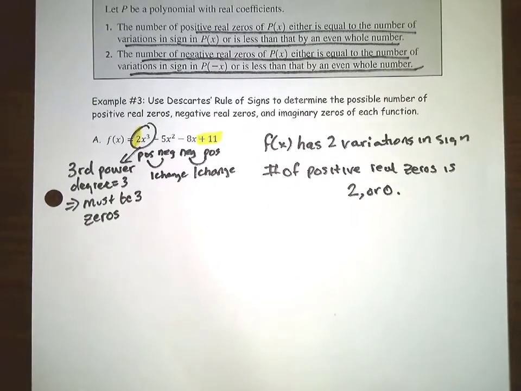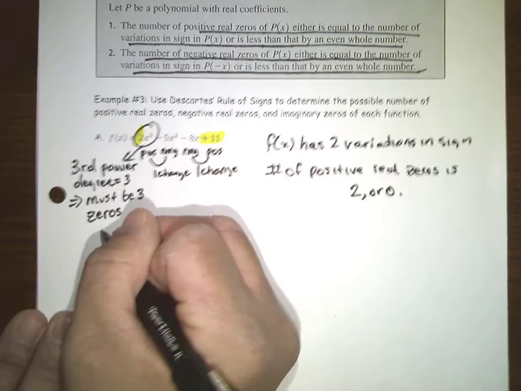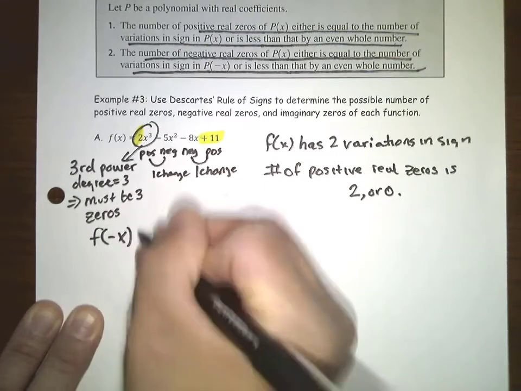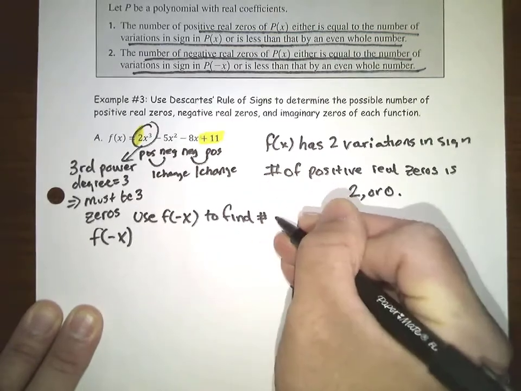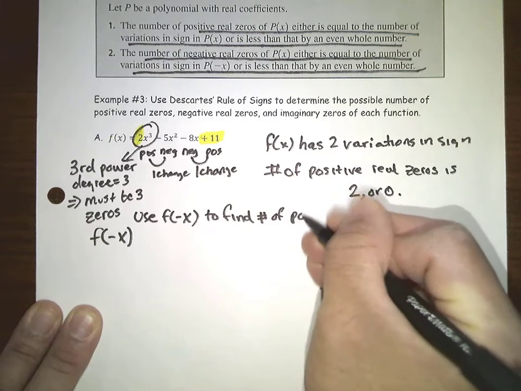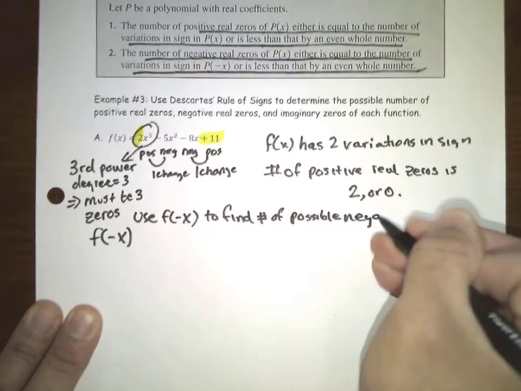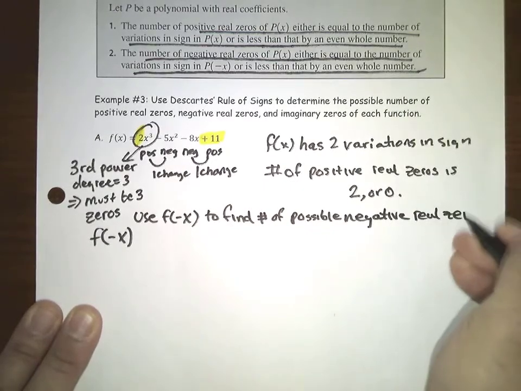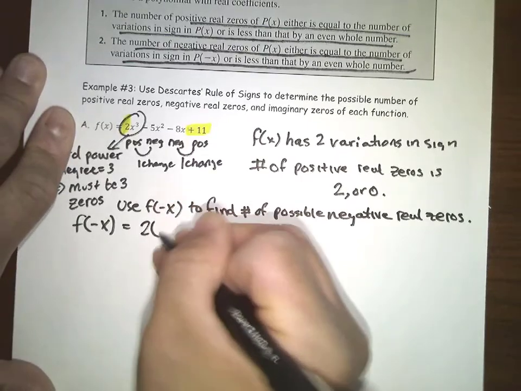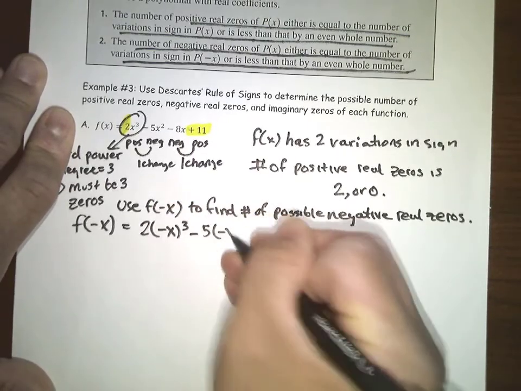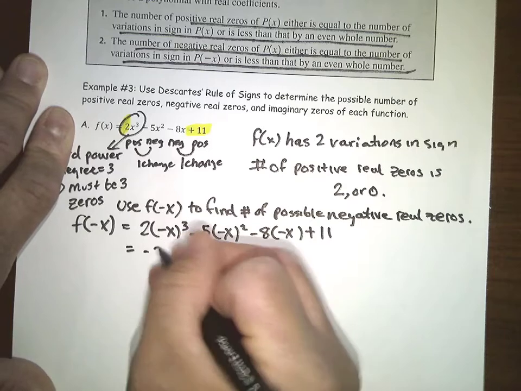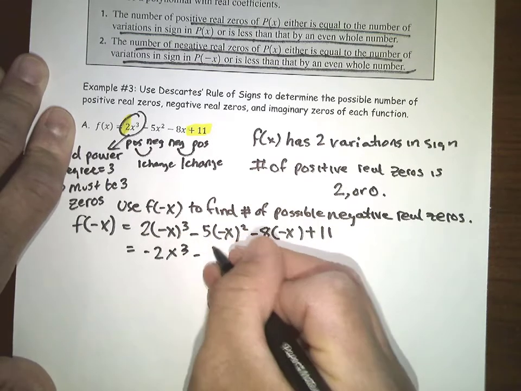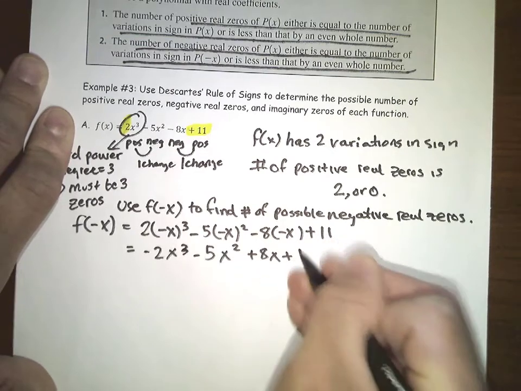Now, to find the possible number of negative real zeros, I need to find f of negative x. So I'm going to use f of negative x to find the number of possible negative real zeros. That will be 2 times the opposite of x to a third minus 5 times the opposite of x squared minus 8 times the opposite of x plus 11. So that will be negative 2x to a third minus 5x squared plus 8x plus 11.